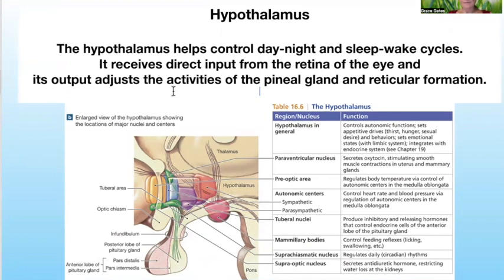The hypothalamus helps to control day, night, and sleep-wake cycles in the body. It receives direct input from the retina of the eye, and its output adjusts the activities of the pineal gland and the reticular formation in order to control behaviors like seeking sleep at night.